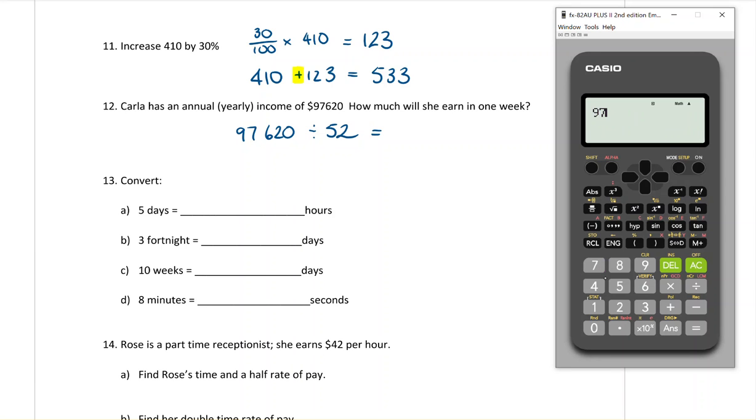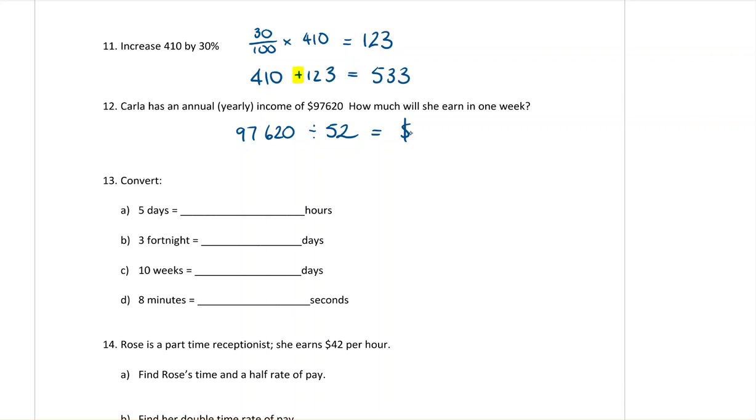So 97620 divided by 52. And remember, anything with money, you expect it to do 2 decimal places. So that's 1877.31.